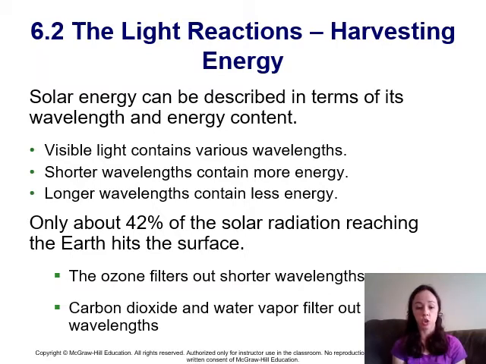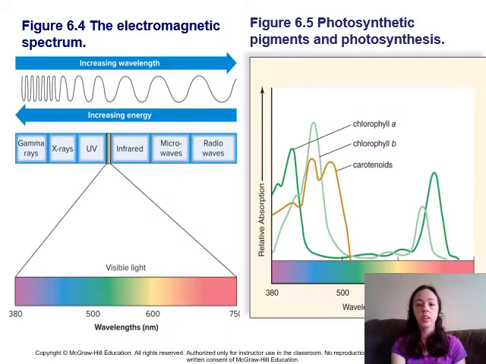will reach Earth's surface. The ozone that surrounds Earth's atmosphere will filter out the shorter wavelengths, which is really good for us since those shorter wavelengths could cause cancer. And then carbon dioxide and water vapor will also help filter out some of those wavelengths. So like I was saying, solar radiation is made up of a variety of wavelengths. The shorter wavelengths are gamma rays, and the longest wavelengths are called radio waves.